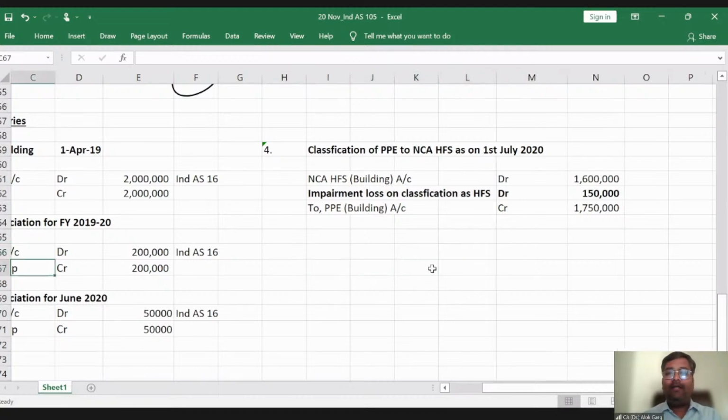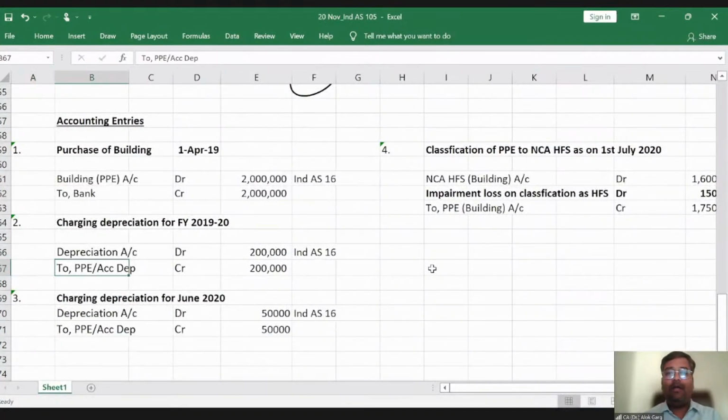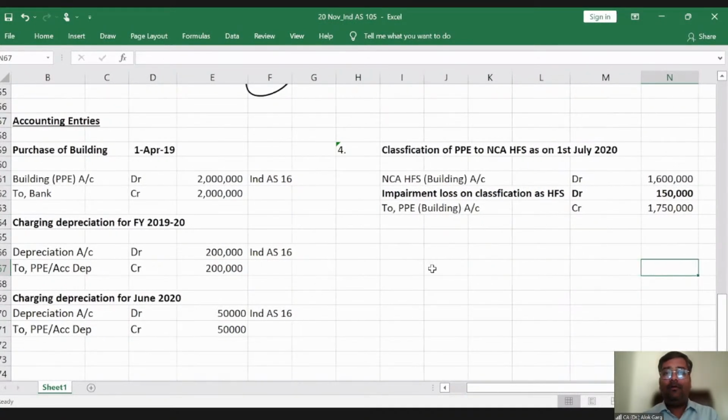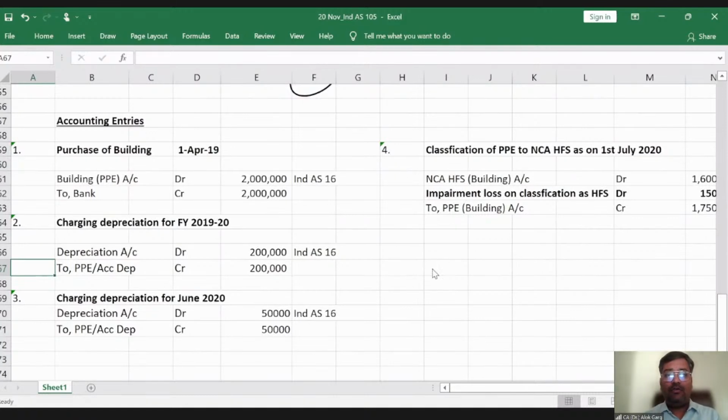Any doubt so far, friends? Any doubt regarding these accounting entries? Any problem, any challenge, any doubt? Please let me know. Yeah, are you clear so far? So now I am moving into the more complexity of this, right? Are you clear so far? Any challenge so far?